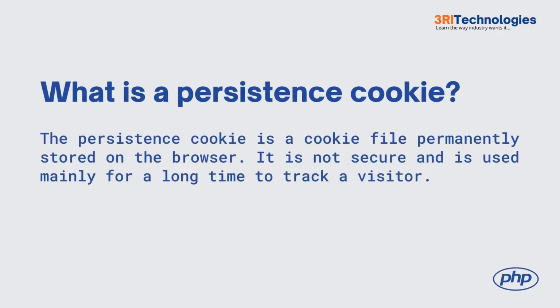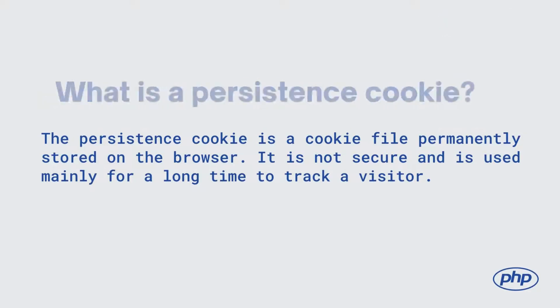What is a persistent cookie? The persistent cookie is a cookie file permanently stored on the browser. It is not secure and is used mainly for a long time to track a visitor.